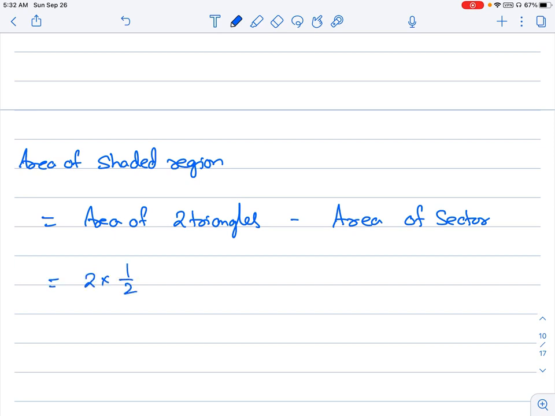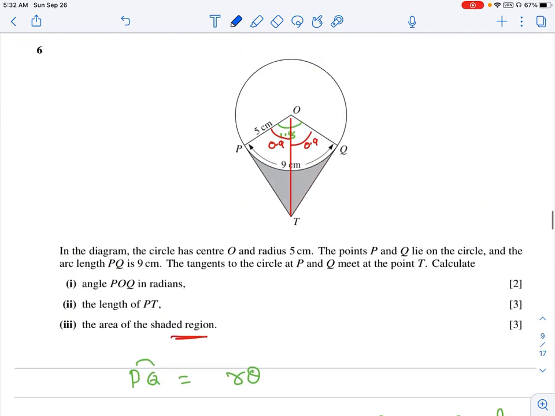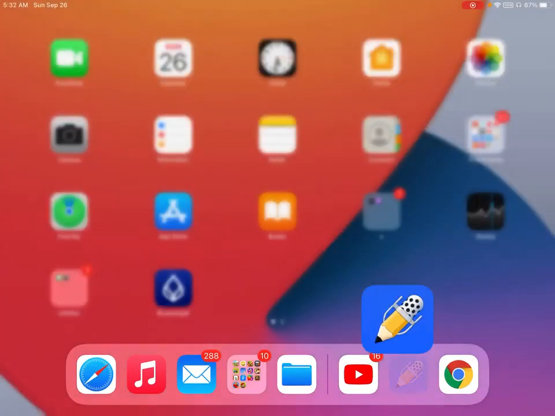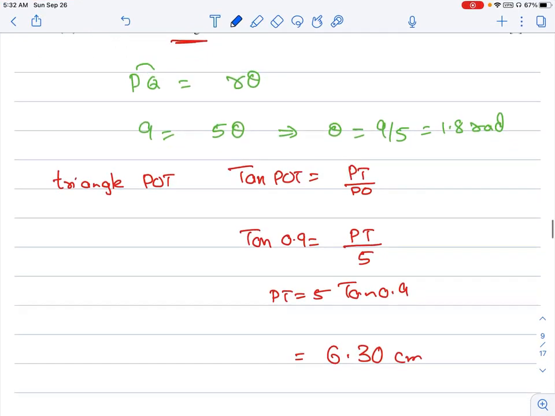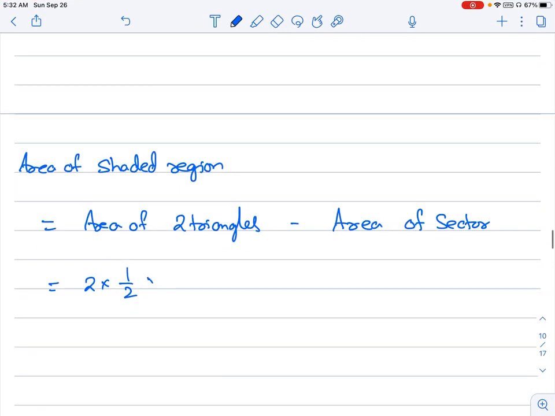Area of the two triangles is 2 times, since both the triangles' areas will be the same, half times base into height. Base is PO, height is PT. So half times PO times PT, minus area of the sector, which is half r square theta. So the 2 gets cancelled.